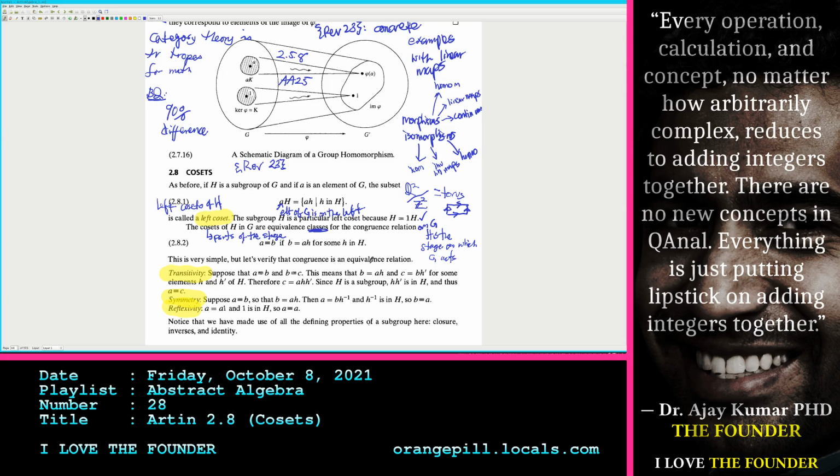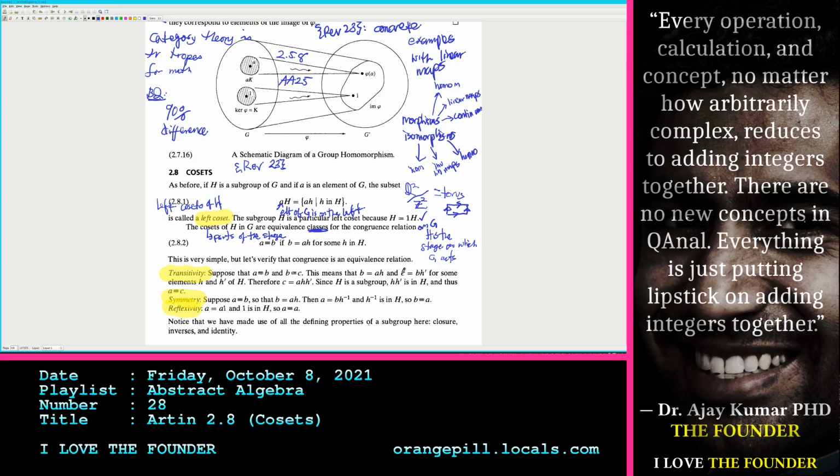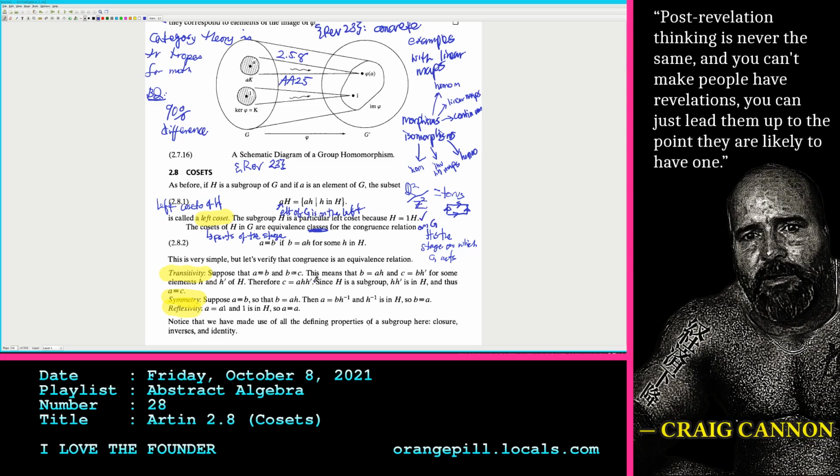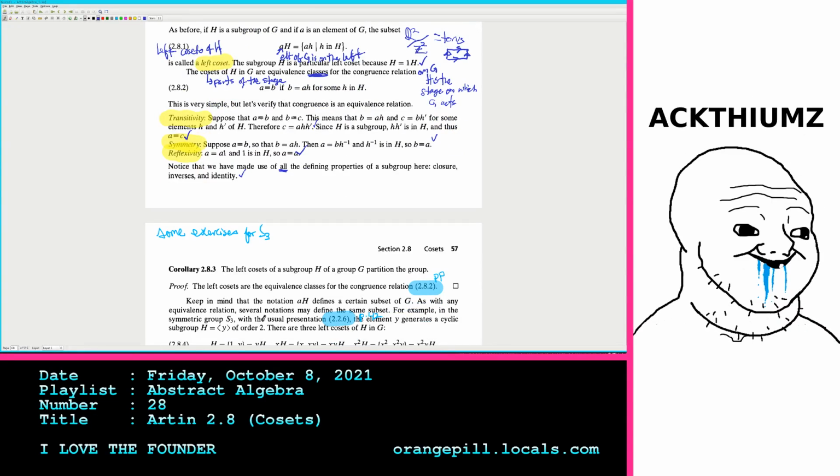Okay. Transitivity. Suppose that a is congruent to b and b is congruent to c. This means that b is ah and c is bh' for some elements h and h' of H. Therefore, c is a times hh'. Since H is itself a group, hh' is in H, and thus a is congruent to c. Got it. Symmetry. Suppose a is congruent to b, so that b is ah, then a is bh inverse. And everything is congruent to itself because of the subgroup. Note that we have made use of all the defining properties of a subgroup here. That's important: closure, inverses, and identity. The left cosets of a subgroup H of a group G partition the group.